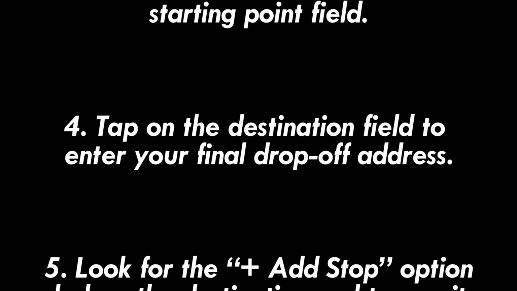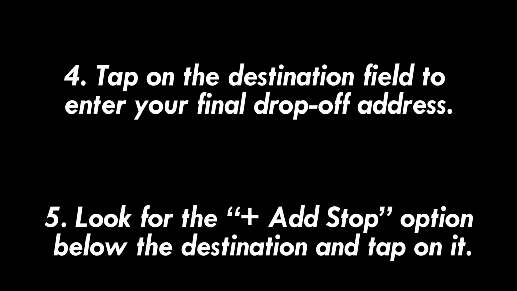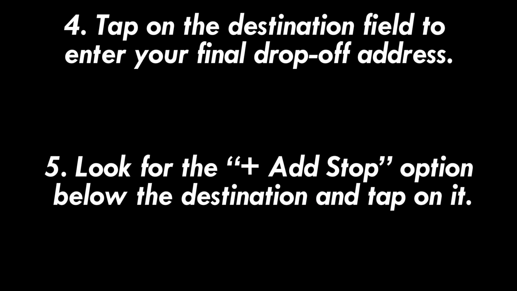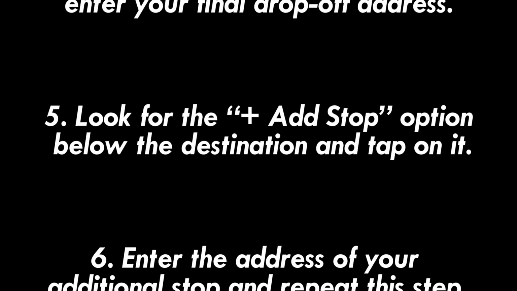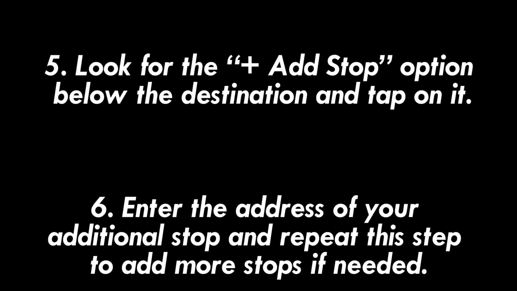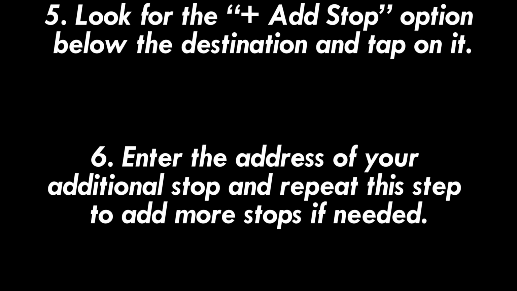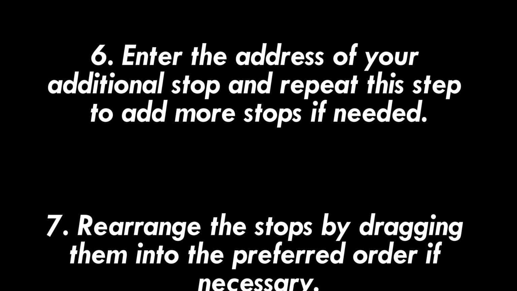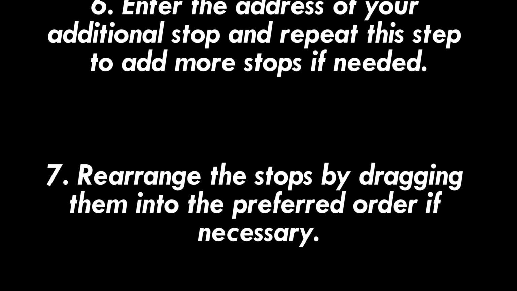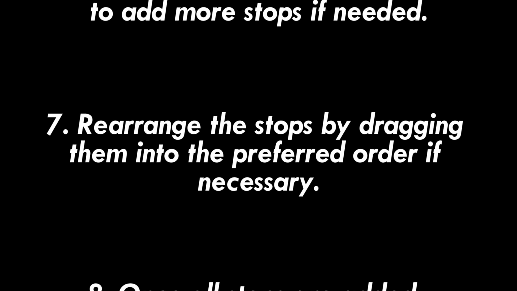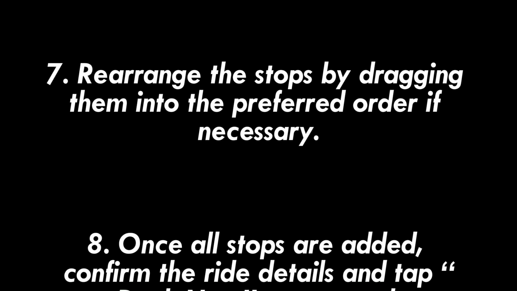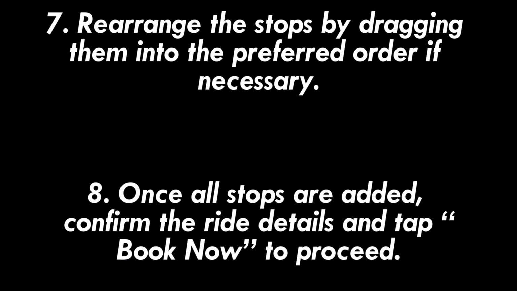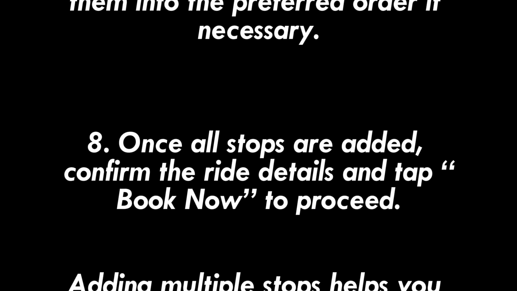5. Look for the plus add stop option below the destination and tap on it. 6. Enter the address of your additional stop and repeat this step to add more stops if needed. 7. Rearrange the stops by dragging them into the preferred order if necessary. 8. Once all stops are added, confirm the right details and tap Book Now to proceed.